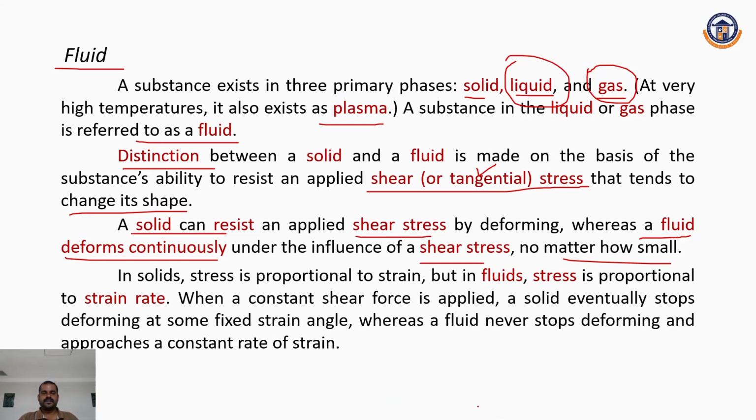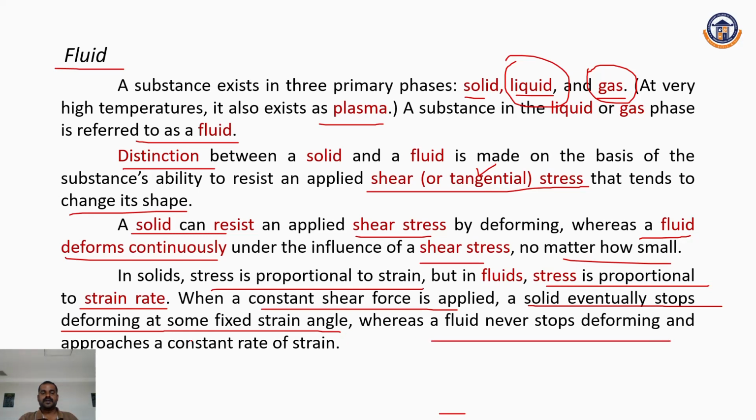In solids, the stress is proportional to strain. We know Hooke's law: in solids, stress is directly proportional to strain up to the elastic limit. But in the case of fluid, the stress is proportional to the strain rate. When a constant shear force is applied, a solid eventually stops deforming at some strain angle, whereas a fluid never stops deforming and approaches a constant rate of strain. This is the major difference between fluid and solid.